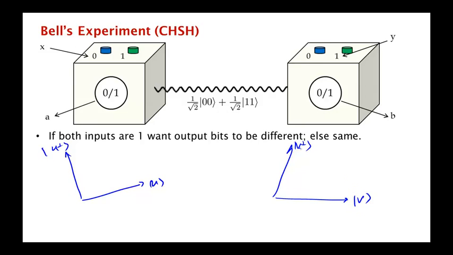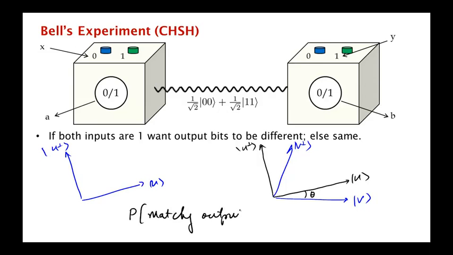Now, in the last video, we talked about the chance that the two outputs match, and we said the chance of that is exactly given by this. You look at the angle between u and v, and if that angle is theta, the probability of matching outputs, that you output 0 in both cases or 1 in both cases, is exactly cosine squared theta.